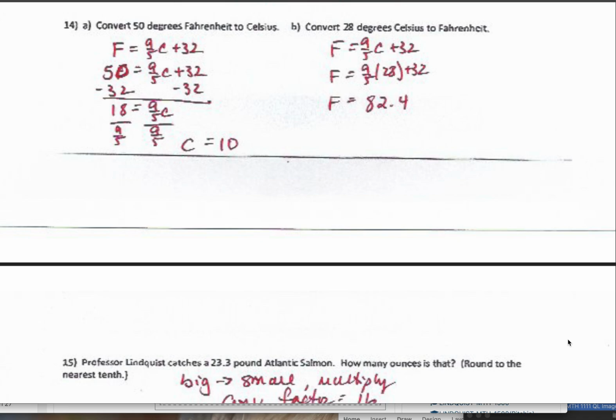Next one, convert 28 degrees Celsius to Fahrenheit. I plug in a 28 for Celsius. 9/5 times 28 plus 32 works out to 82.4.